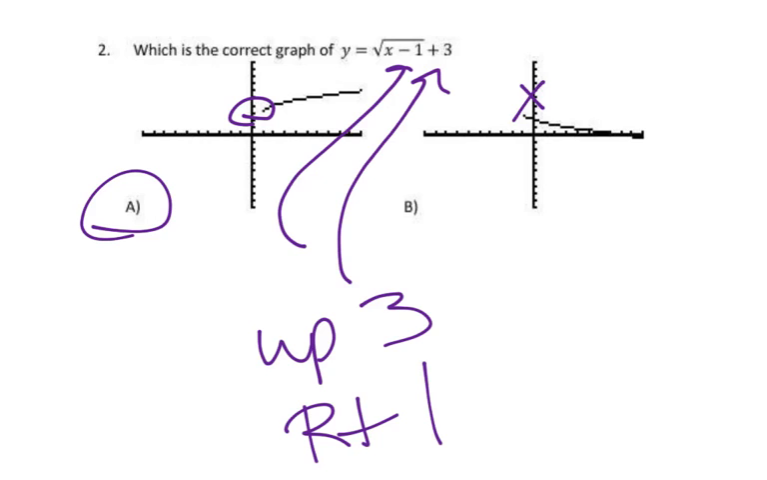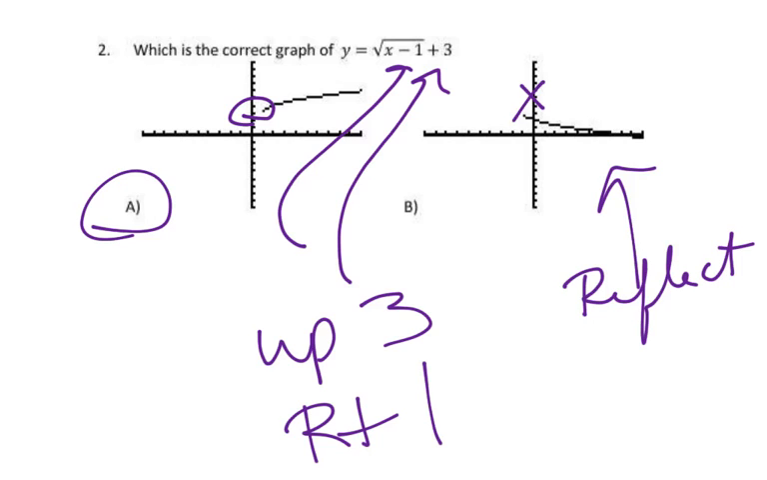Other thing you should realize is that this one goes down, and so it had a reflection over the x-axis, which does not show a negative at the front. Once again, you could also put it in at y equal, look at your graph, and see which one it looks like.